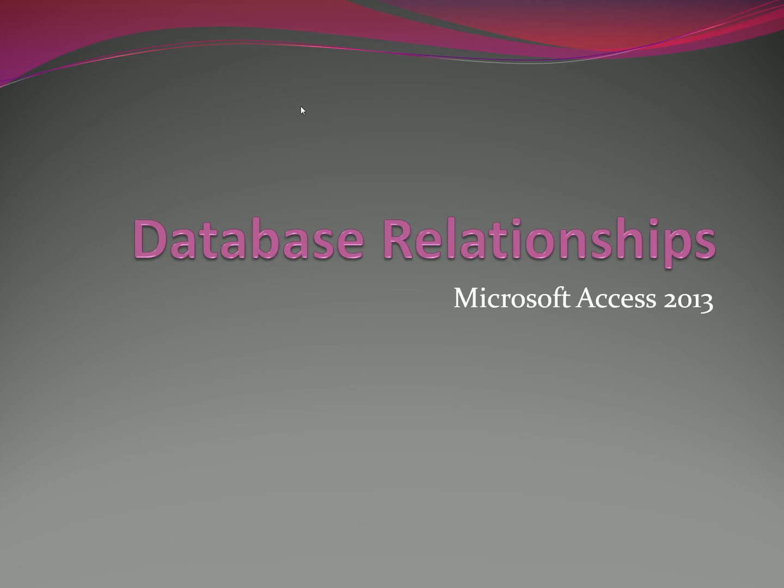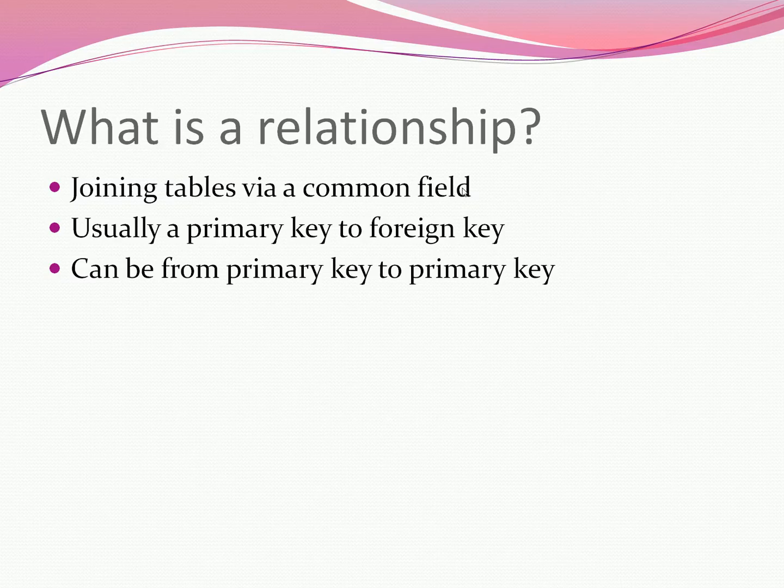So, first thing we're going to do is look at what is a relationship. Well, when we're talking about database relationships, we're talking about joining tables via a common field. In the demo, we're going to join our customers table to our orders table via a common field, and we're going to look at that when we do the demo. We're usually talking about a primary key to a foreign key relationship.